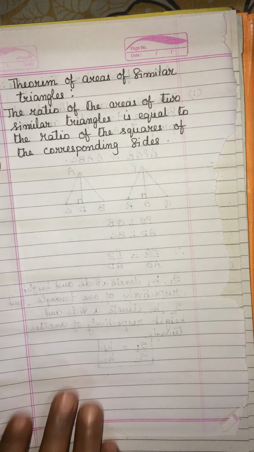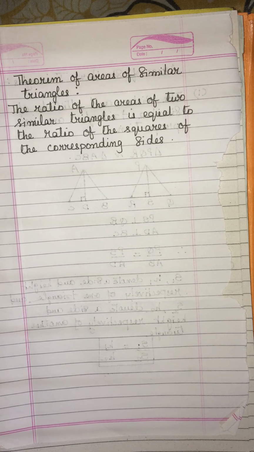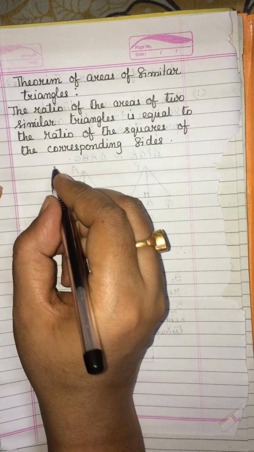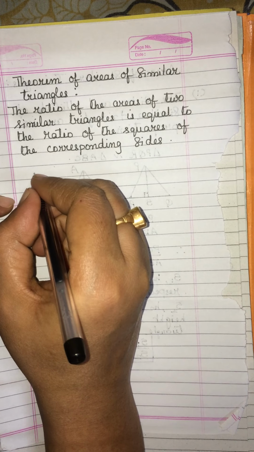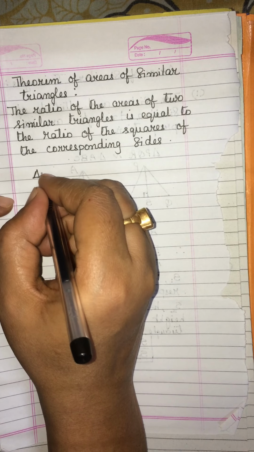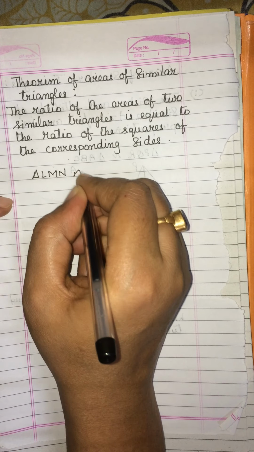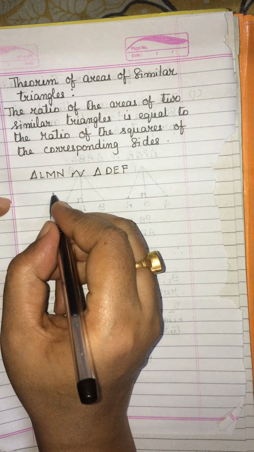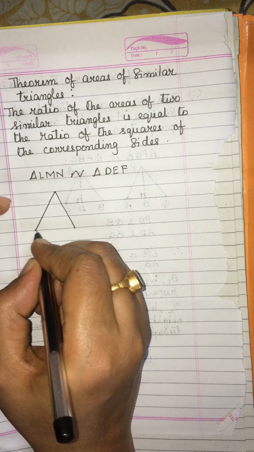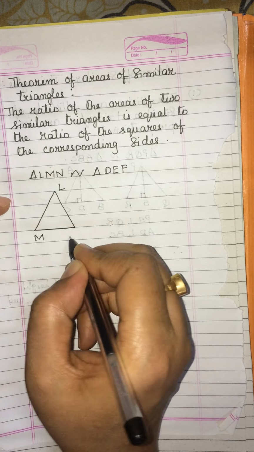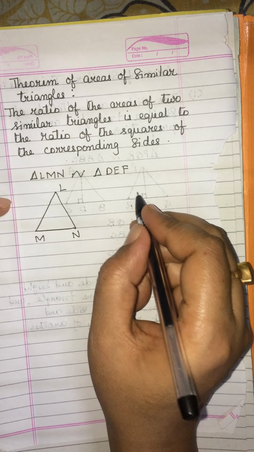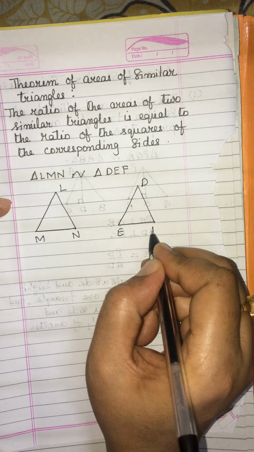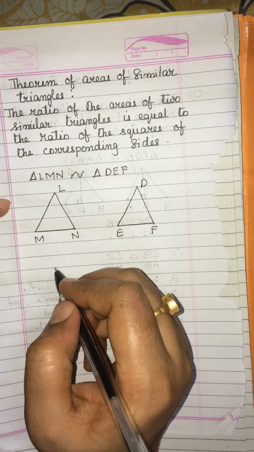Let us see the theorem of areas of similar triangles and what it says. The ratio of the areas of two similar triangles. If we take two similar triangles, let us say triangle LMN is similar to triangle DEF. Children, already it is given that these two triangles, LMN and DEF, are similar to each other.